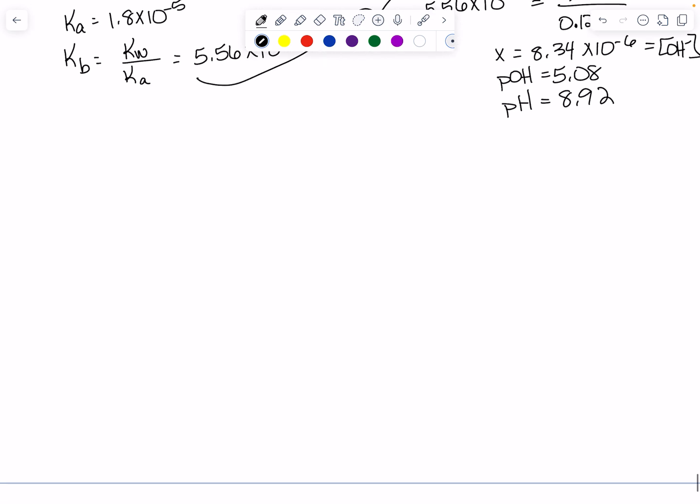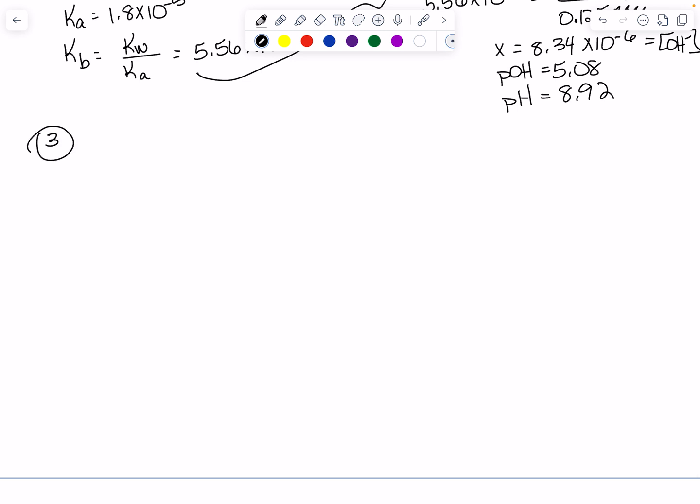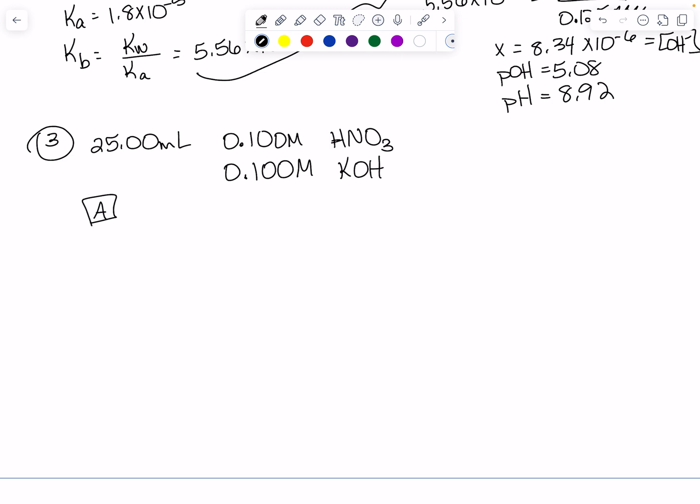Okay, number 3. You are titrating, again, 25 milliliters of 0.100 molar nitric acid with 0.100 molar KOH. You must first recognize this is a strong acid and a strong base. So what's the initial pH of a strong acid? That's what A asks for.